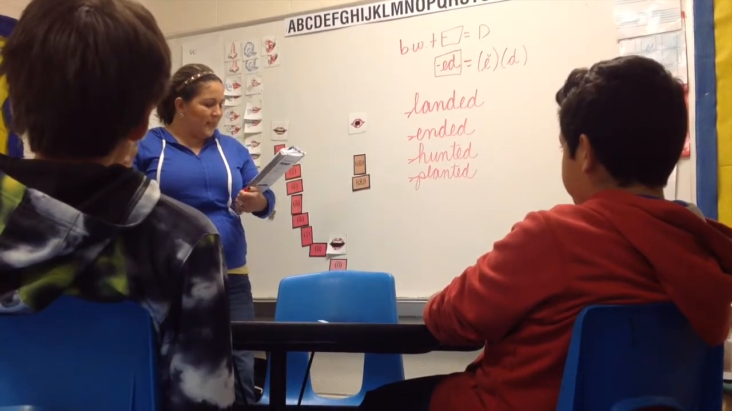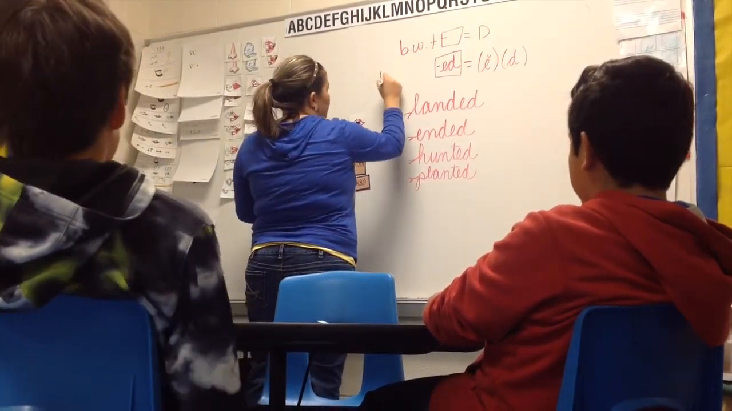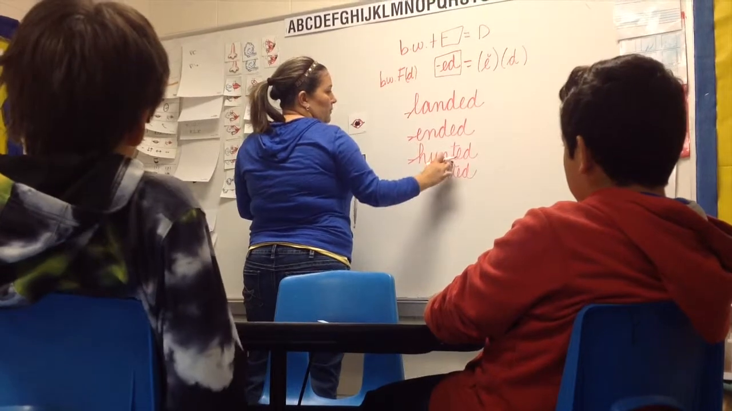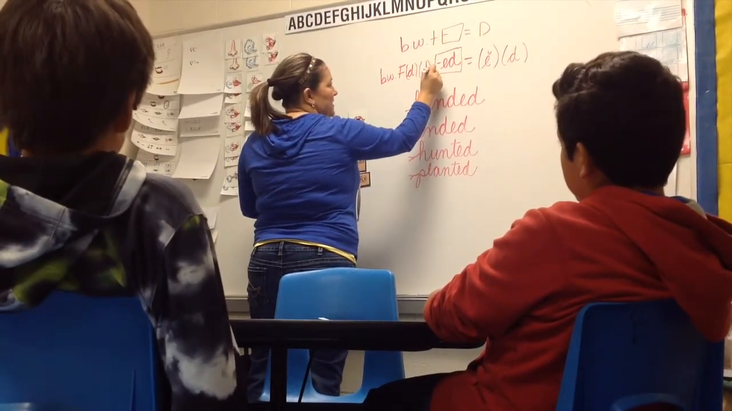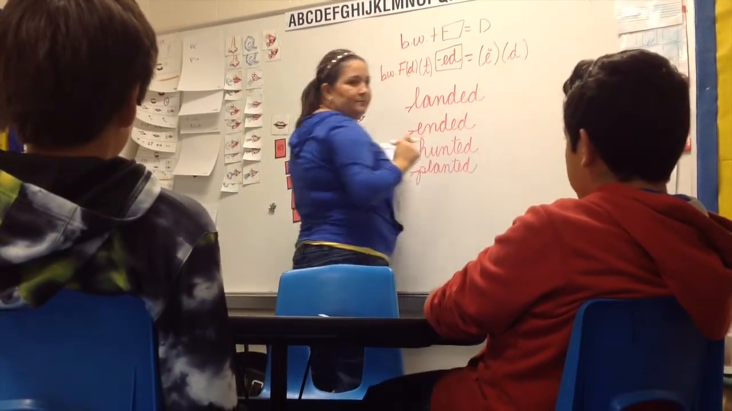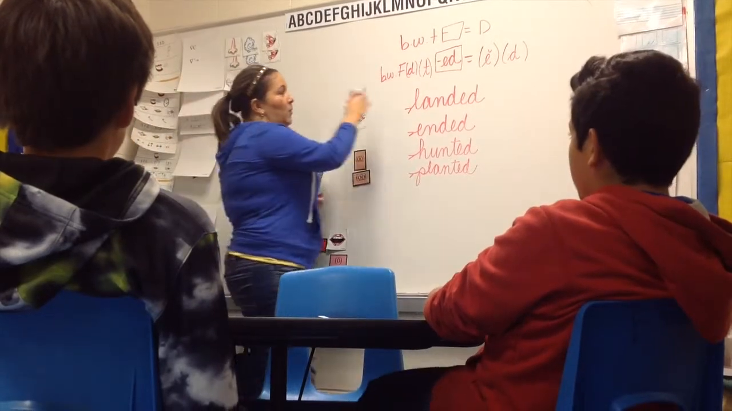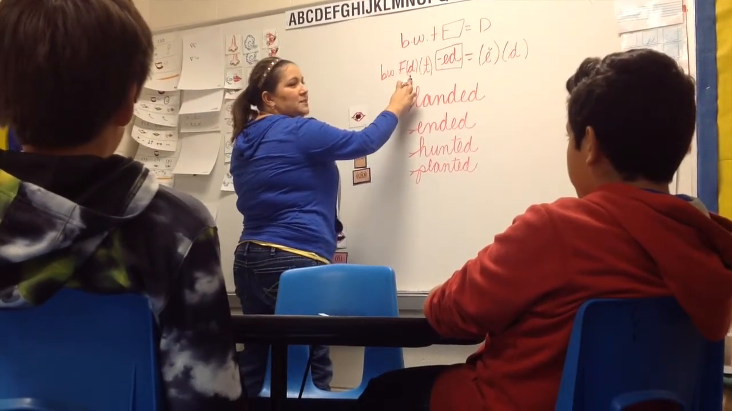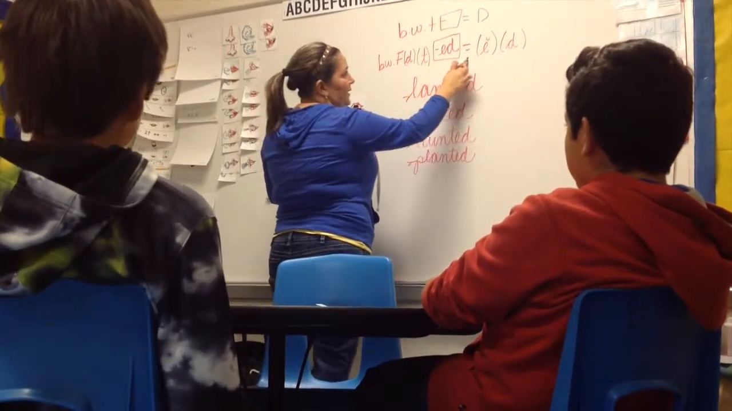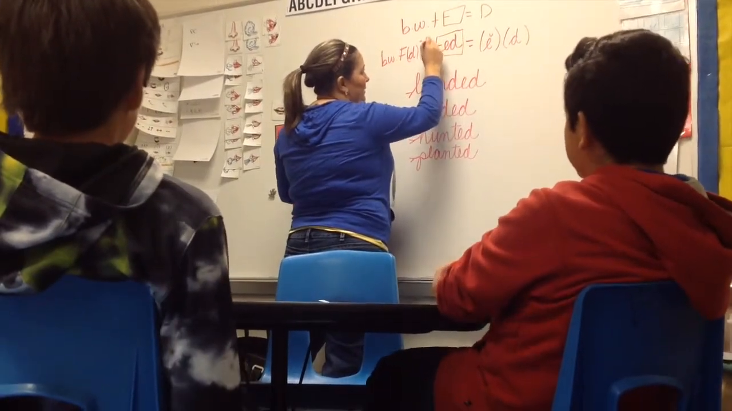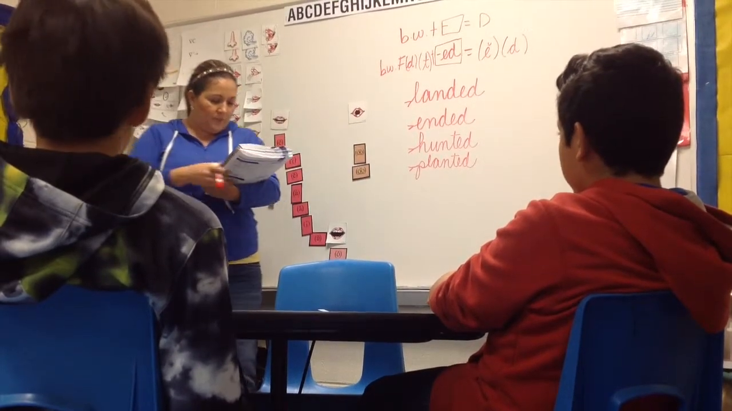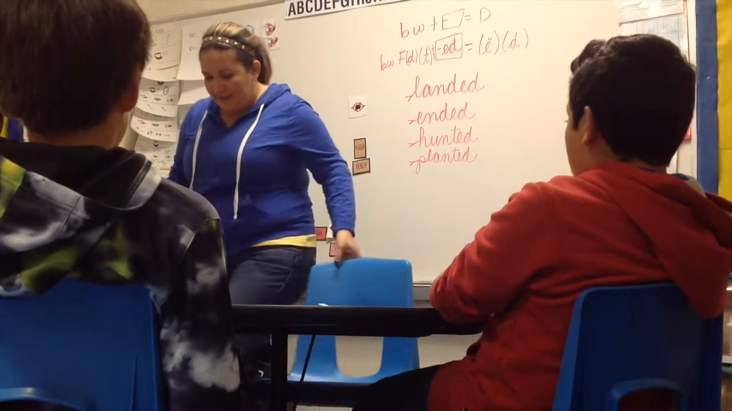Okay, so we can say that if we have a base word with a final D or T, plus suffix ed, it is going to be read ed. Do we see that? Say it one more time. When we have a base word with the final D or T before suffix ed, it is going to be read ed. Let me put my plus sign right here. Any questions?